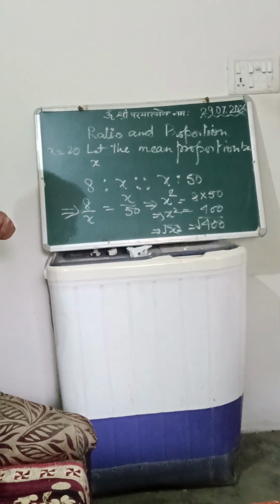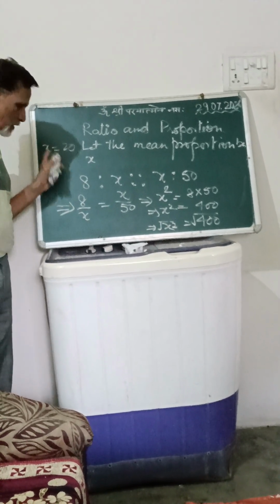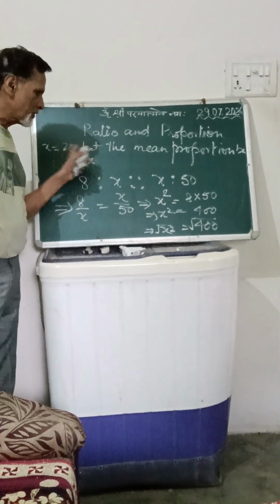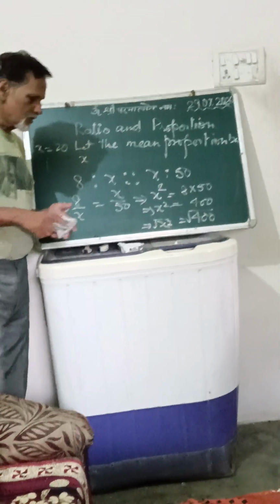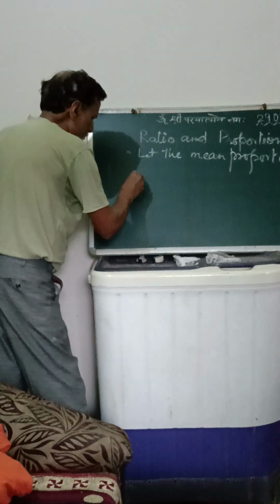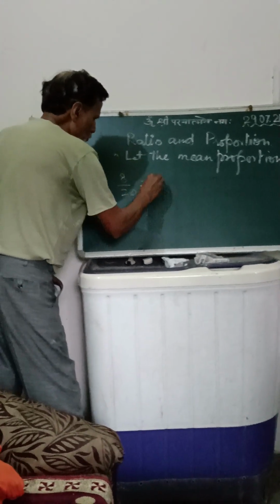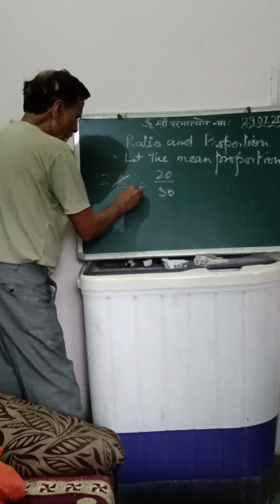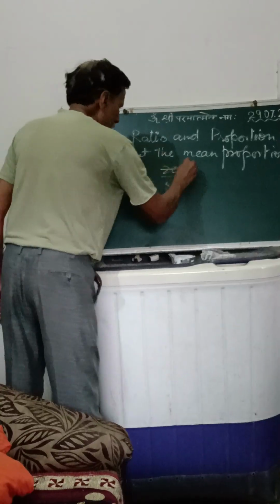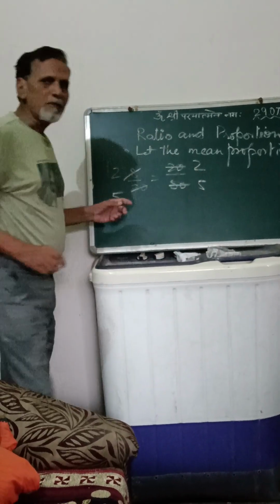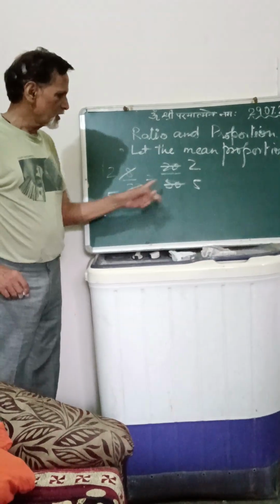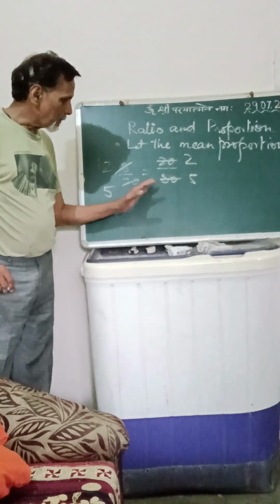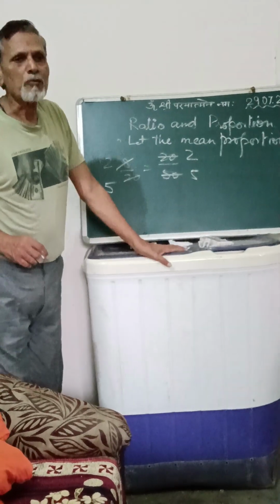Now check it. Mind it, the ratio between 8 and 20 will be the same as between 20 and 50. Just check it. 8 by 20 is equal to 20 by 50. 4 twos are 8, 4 fives are 20, 10 twos are 20, 10 fives are 50. I mean the ratio between the first and second is equal to the second and third. Any problem? No.